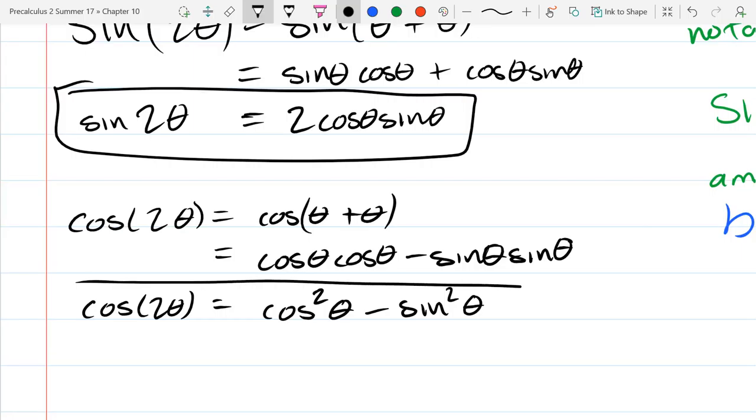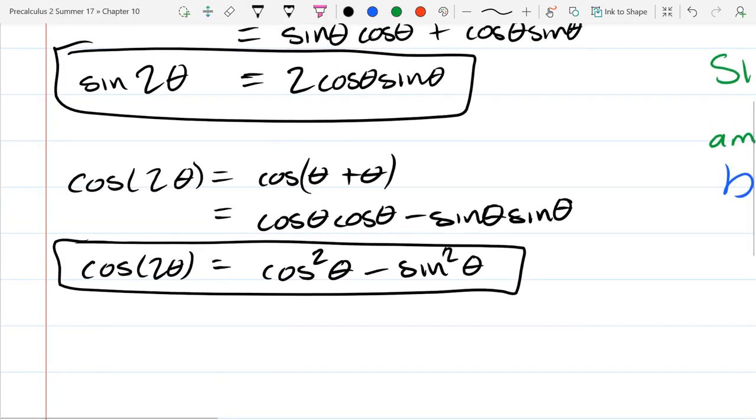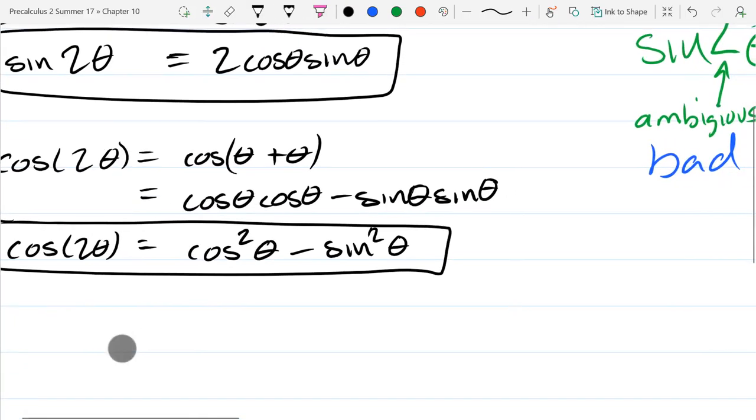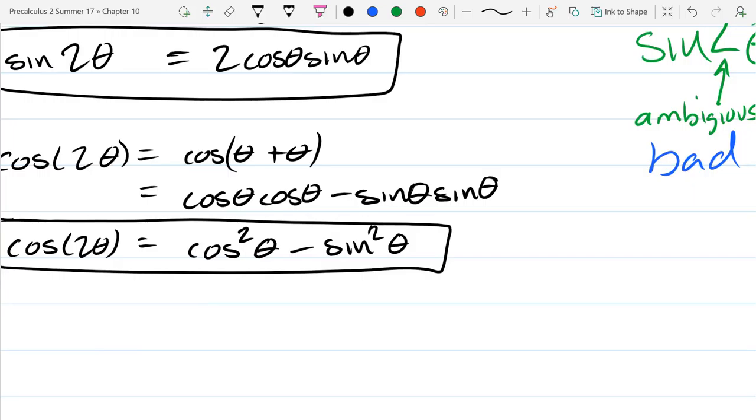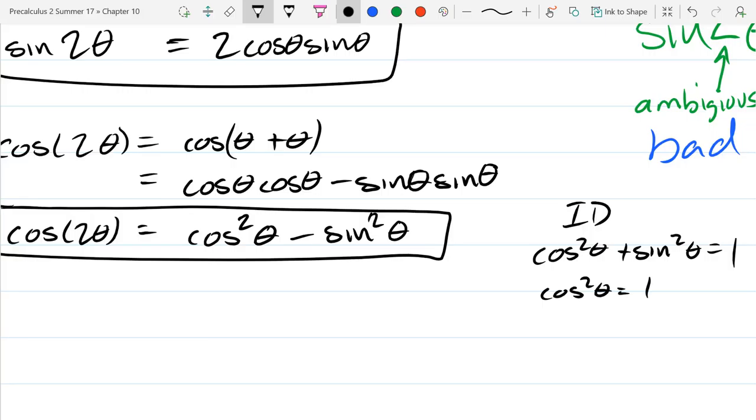Make sure those twos are clearly superscripts. So here's one version. And again, all these 10.4 identities are all in your formula page, so you don't need to memorize this. Now, whenever you see a cos squared or a sine squared, you can always swap it out for either the other function squared plus or minus 1. So we're going to use the identity cos squared plus sine squared equals 1, and I'll solve for cos squared. So I'm going to replace cosine squared with 1 minus sine squared.